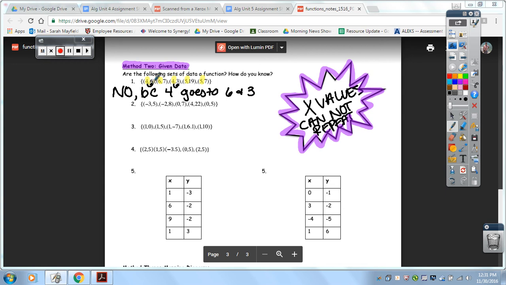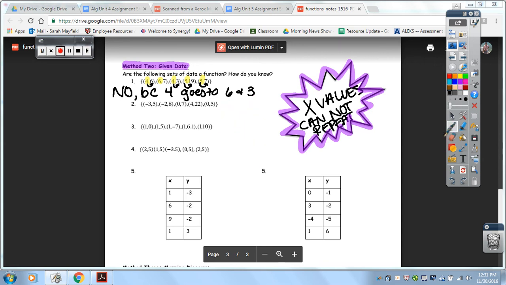You have to look at your y values because in a minute I'm going to try to trick you. So notice 4 repeats, it goes to 6 and it goes to 3. Or 5 goes to 19 and 7. Your x value can only ever go to one y value. You don't have to write both of these. You would really only have to write one of them. Okay?